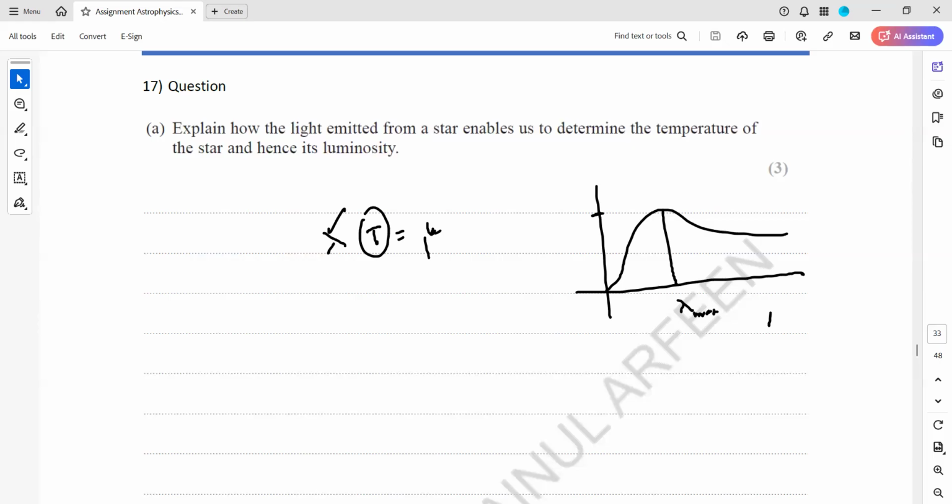And how can we determine the luminosity of the star? Using a Hertzsprung-Russell diagram. Once we determine the temperature, the luminosity of the star is compared to that of the Sun, and we have a temperature scale like, if this is 24,000, this will be 12,000, this will be 6,000, this will be 3,000. So using the temperature of the star, we can determine its luminosity using the HR diagram.